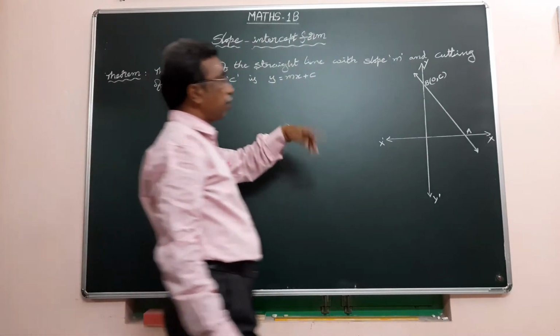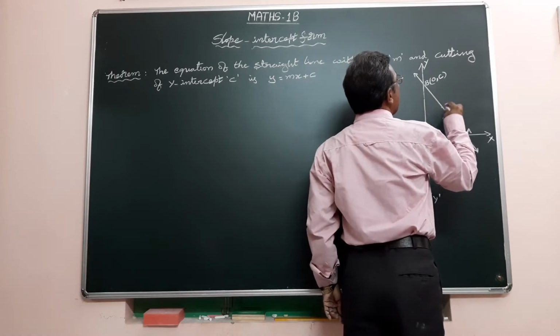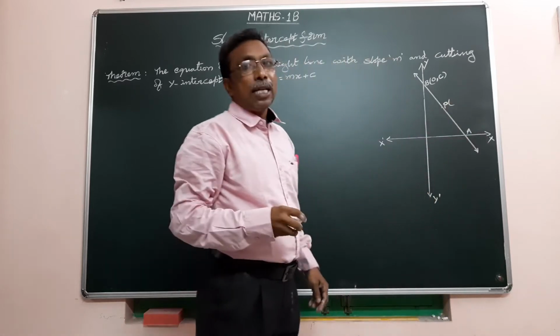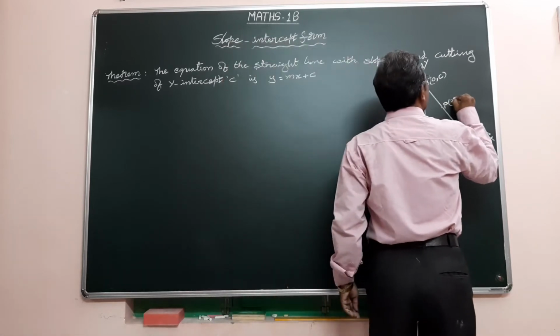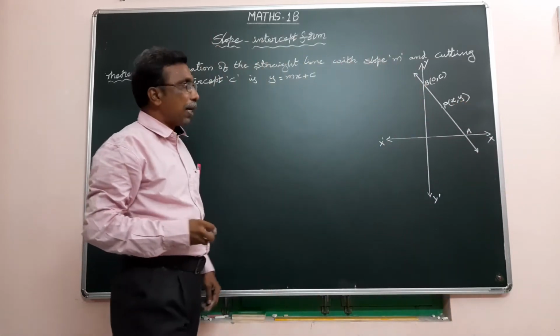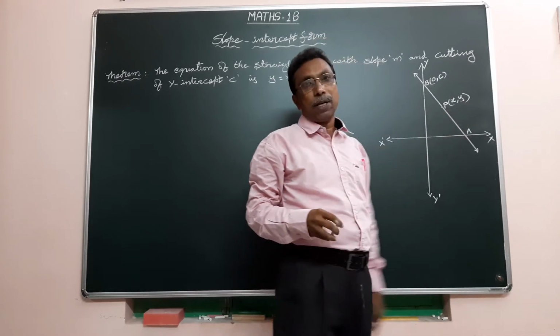Next, we take a point P. Now we consider one point P of x comma y on this line.